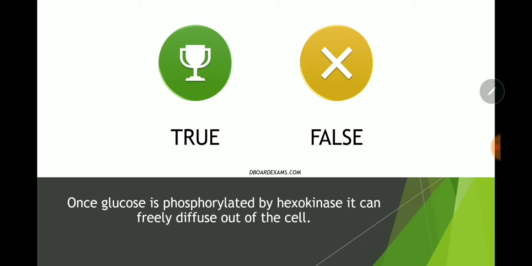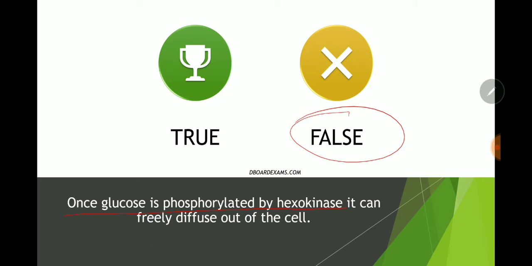Next statement: once glucose is phosphorylated by hexokinase, it can freely diffuse out of the cell. This is false, because remember, the purpose of the first step of glycolysis is to trap glucose inside the cell so that it doesn't leave. The first step of glycolysis is catalyzed by hexokinase, converting glucose into glucose 6 phosphate, and this traps the glucose inside the cell. Hope you understand that.